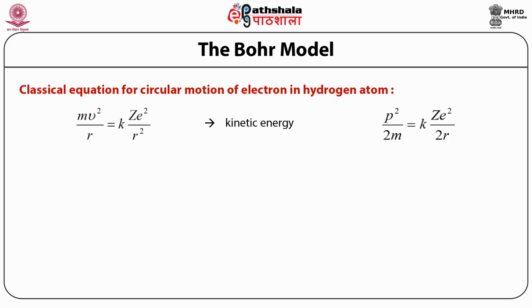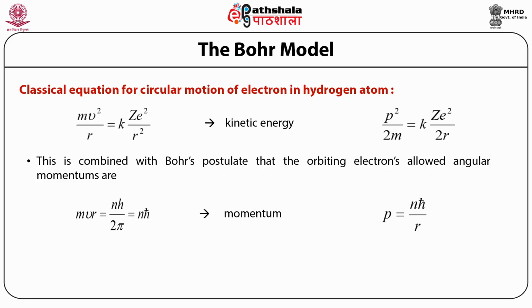So this equation tells you that the kinetic energy, which is p squared by 2m, the kinetic energy of the electron, is equal to k z e squared by 2r. So this is the first point in Bohr's model. And here there's nothing new. It's just like the equation you write in a classical theory. Now the second point is the most important point. This is called Bohr's postulate.